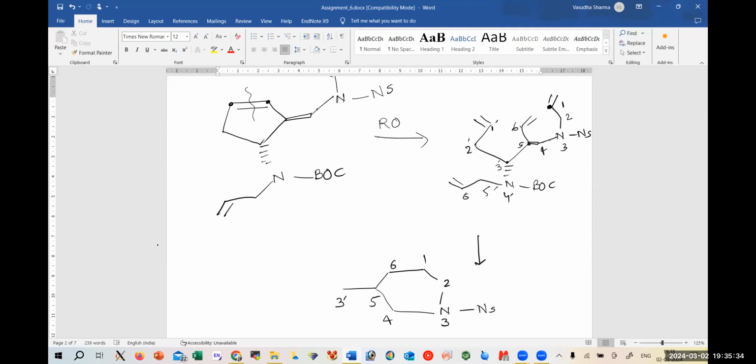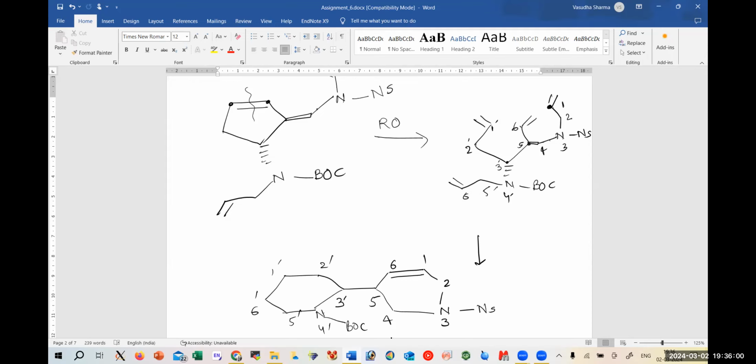Now 1 and 6 are about to have the alkene. Similarly, on the other hand, go to 2', then 1'. 1' is going to combine with your 6', then 5', then 4', which is your nitrogen. This is your 4', and this is the combination with nitrogen, and this is having the Boc group.